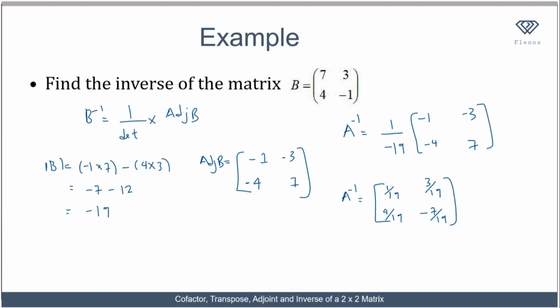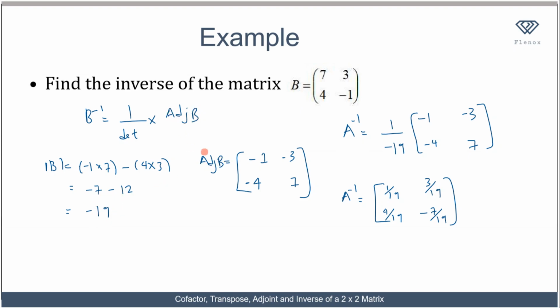To recap, the inverse of a matrix is the product of the inverse of the determinant times the adjoint. You first have to find the determinant of the matrix. You just multiply the first diagonal and subtract the second diagonal from it. So we have 7 times minus 1, which is minus 7, minus 4 times 3, which is 12. Minus 7 minus 12 gives us minus 19.